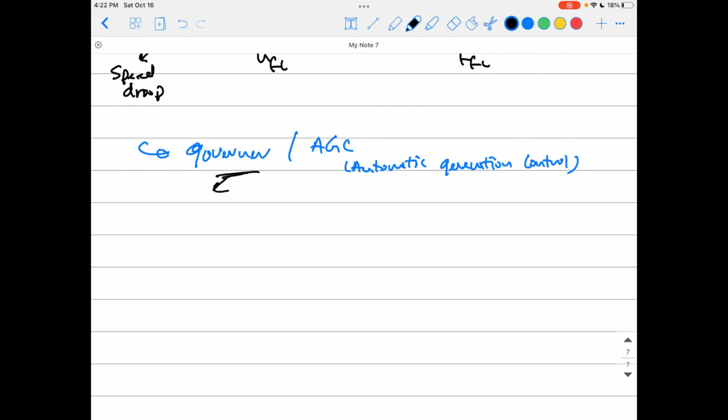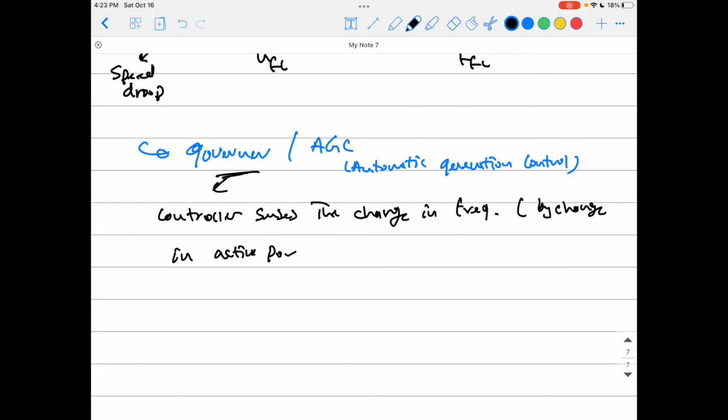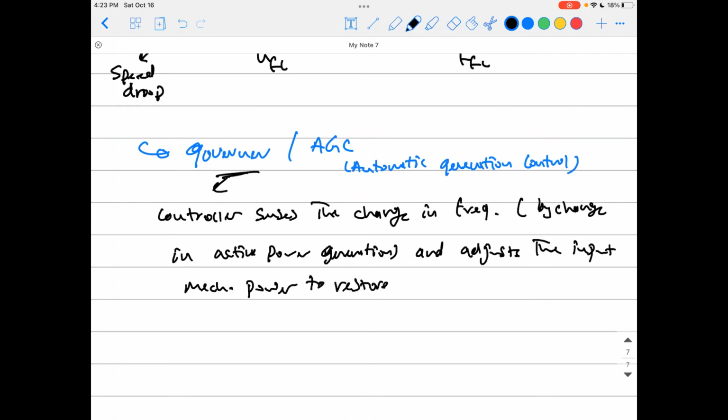Okay, it's a controller that senses the change in frequency, which happens by a change in active power requirement or generation, and adjusts the input mechanical power to restore the speed and frequency back to its rated value.